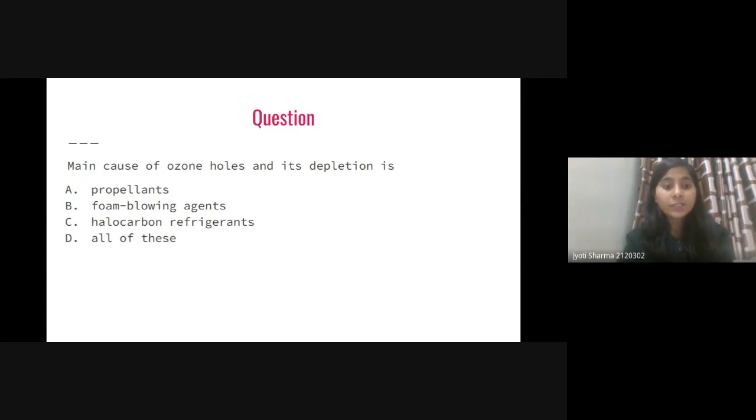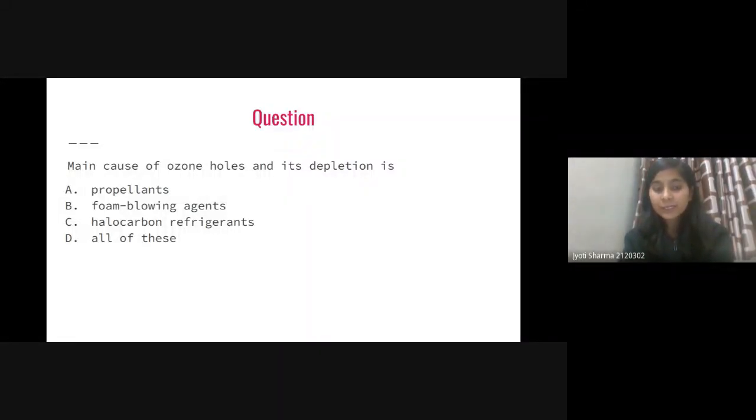The next question is, the main cause of ozone hole and its depletion is. So right now we talked about how ozone is forming, how ozone has been destroyed, by which radiation it can form, and what kind of radiation it absorbs. Now we are talking about the ozone hole. So you have to tell me what is the main cause of this ozone hole and its depletion.